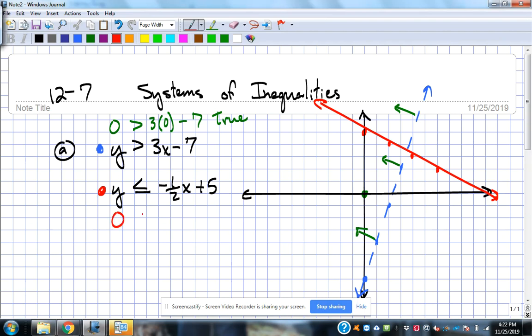If I plug in 0, 0 as my test point again, I can use that one because the line doesn't go through it. Remember, the test point cannot be on the line because that doesn't tell you anything as far as which direction to go. Is 0 less than 5?